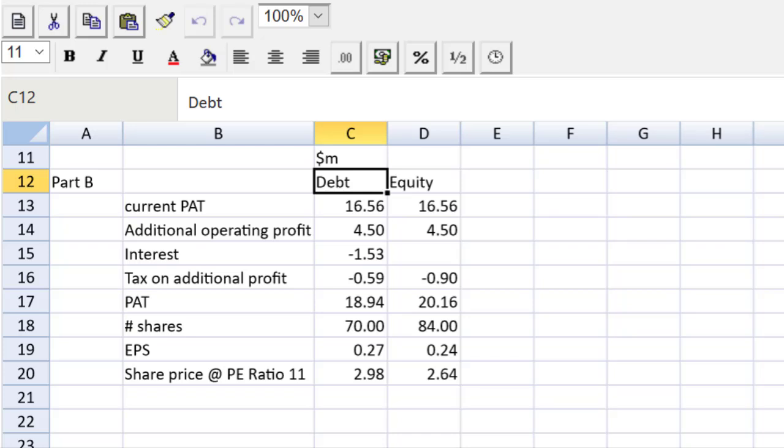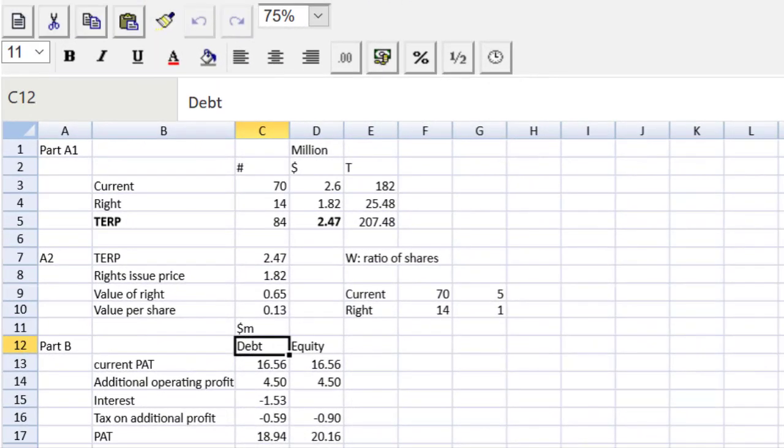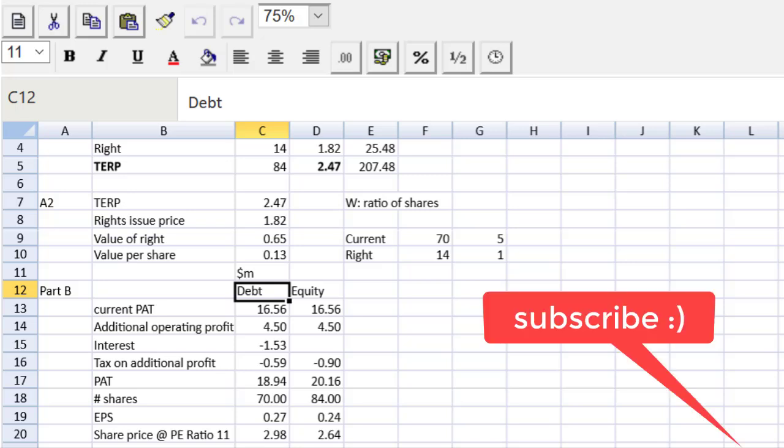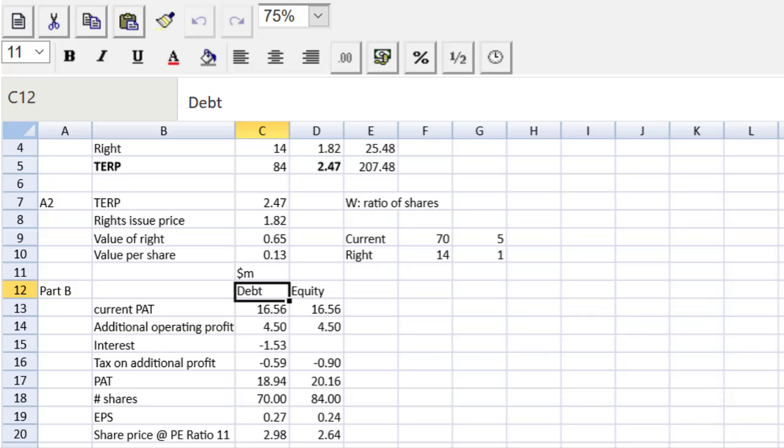Answer is looking great. We've made quick work of LaForge. We've got part A done. We've got part B done. Guys, practice that again. Make sure you can do this question in 3 to 4 minutes and you will be good to go on your upcoming FM exam.